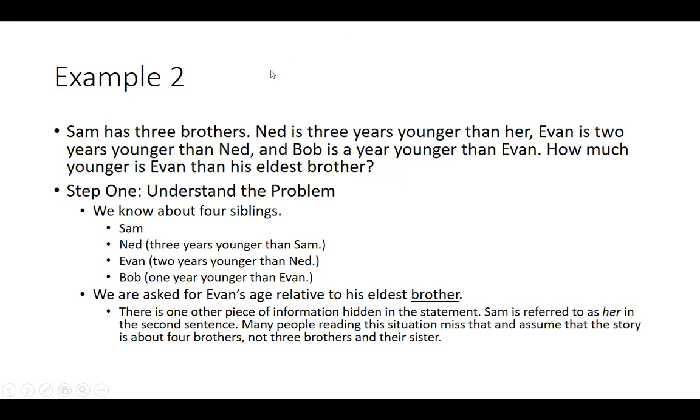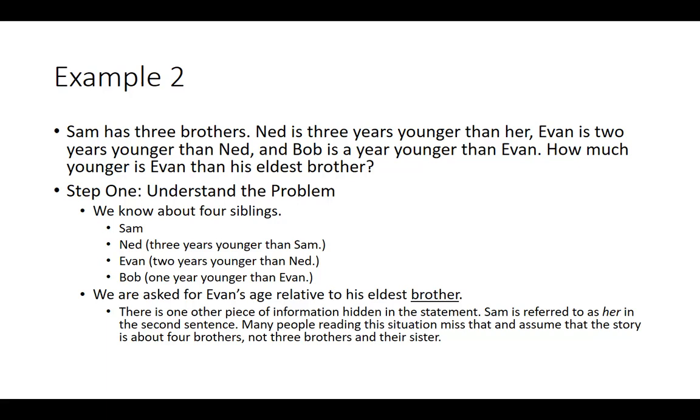Sam has 3 brothers. Ned is 3 years younger than her. Evan is 2 years younger than Ned. And Bob is a year younger than Evan. How much younger is Evan than his eldest brother?